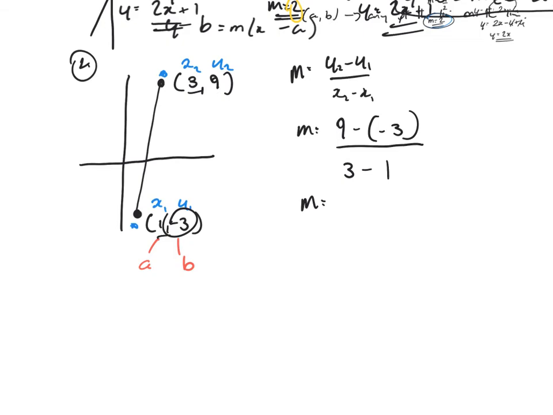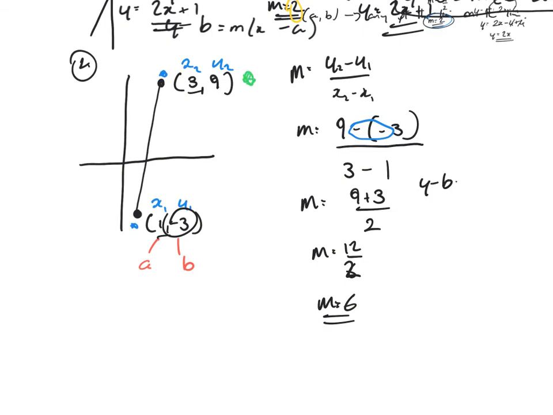Okay, remember that two negatives flushed together become a plus, so that's 9 plus 3. Well, 3 take away 1 is 2, 9 plus 3 is 12, 12 over 2 is 6. So the gradient of the line is 6. I'm now going to use the point 1, minus 3 and call that AB. I could have used 3, 9, I would get the same answer.